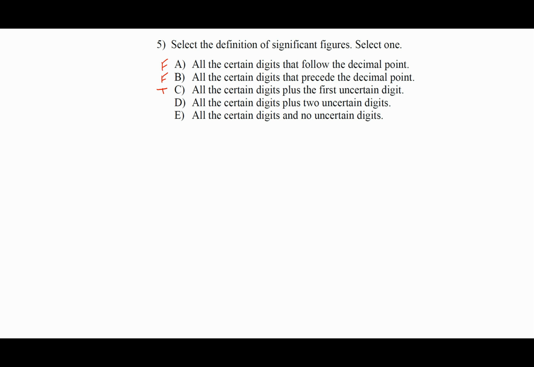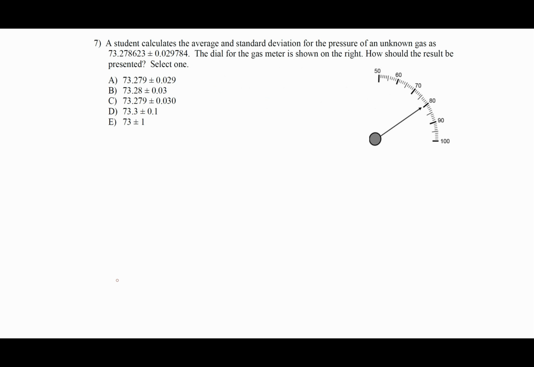But let's continue on and see if there's anything else. All the certain digits plus 2 uncertain digits. That's not true at all. All the certain digits and no uncertain digits. That's silly. Okay. The answer to 5 is C.